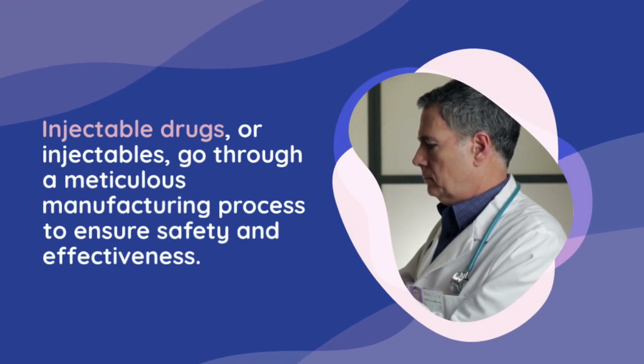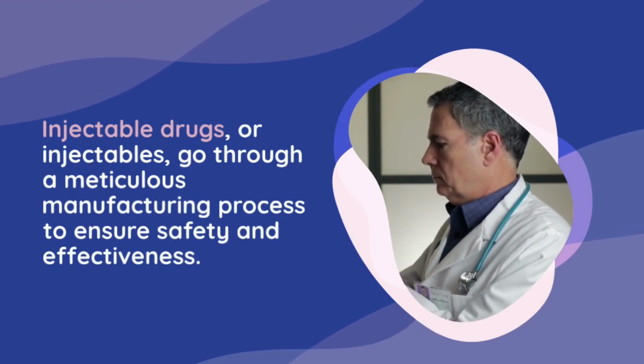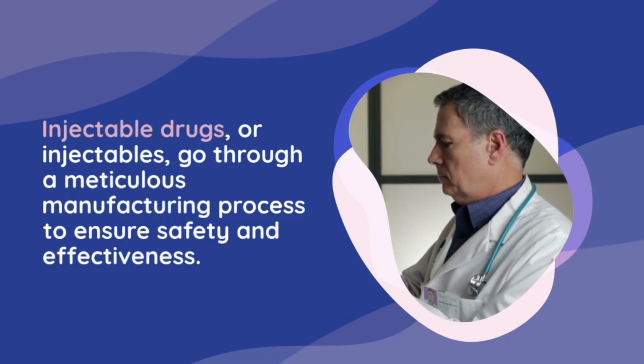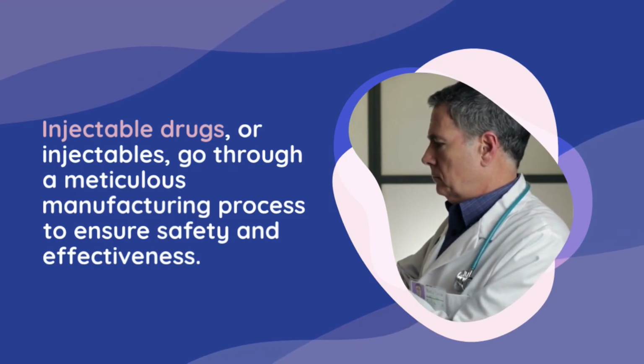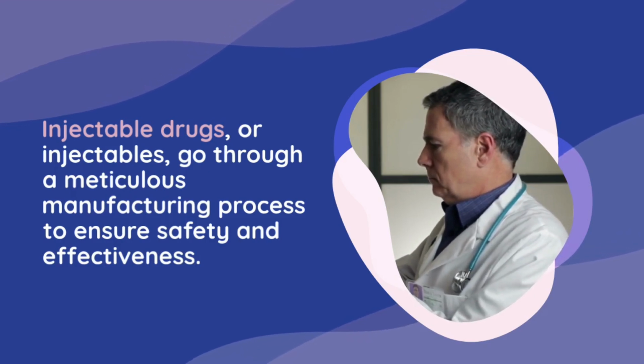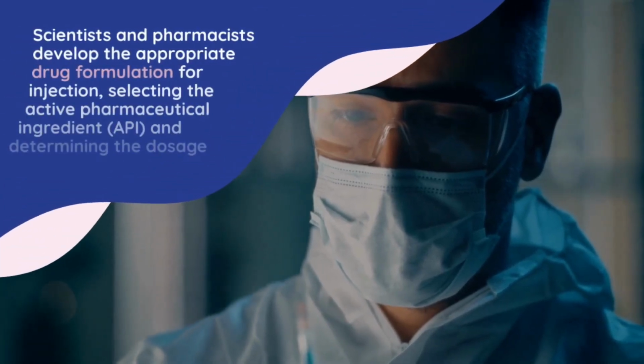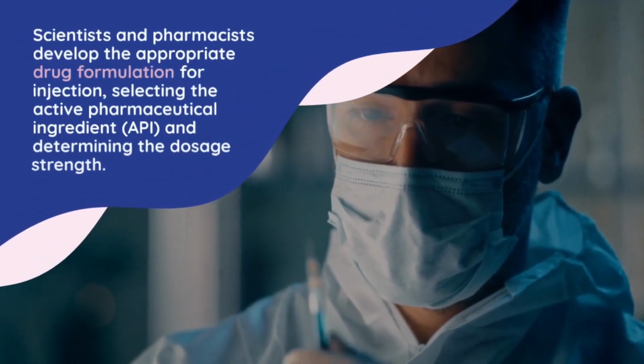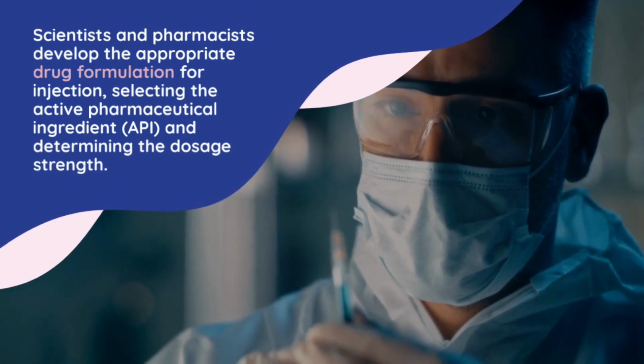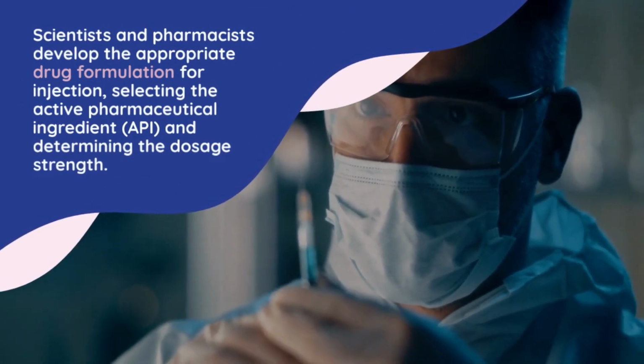1. Formulation development. The process begins with formulation development, where scientists and pharmacists work on developing the appropriate drug formulation for injection. This includes selecting the active pharmaceutical ingredient, API, determining the dosage strength, and formulating the drug in a suitable liquid or powder form.